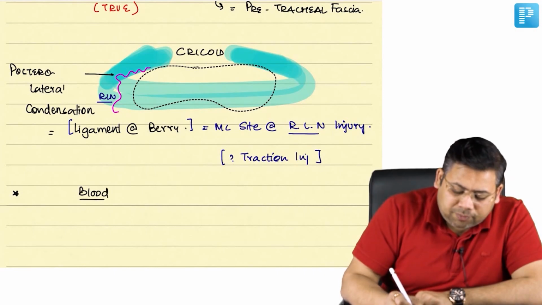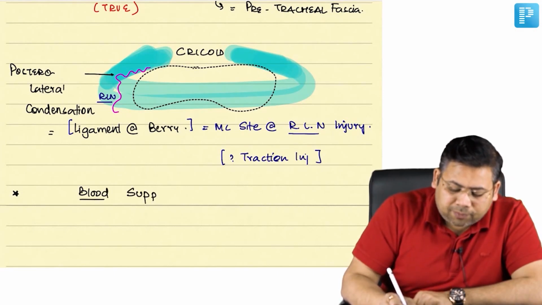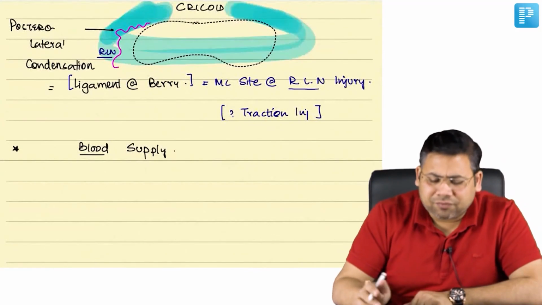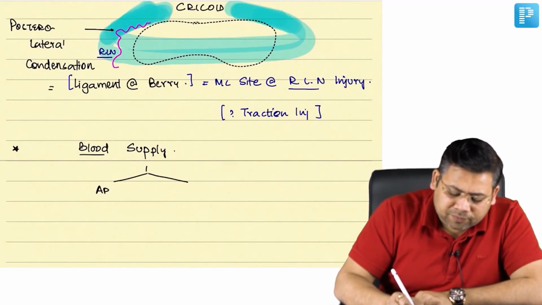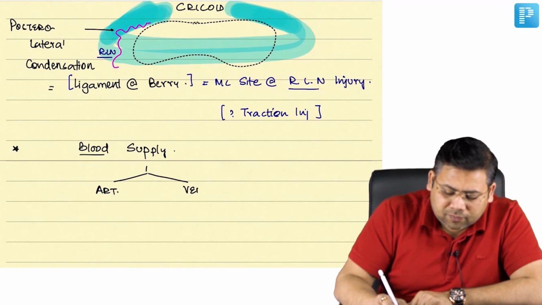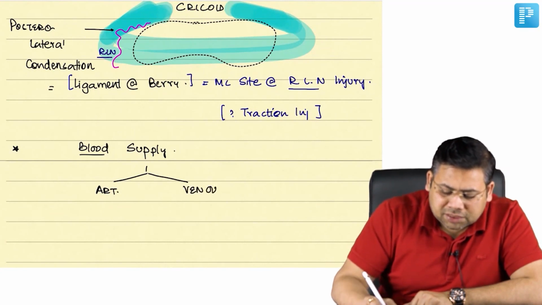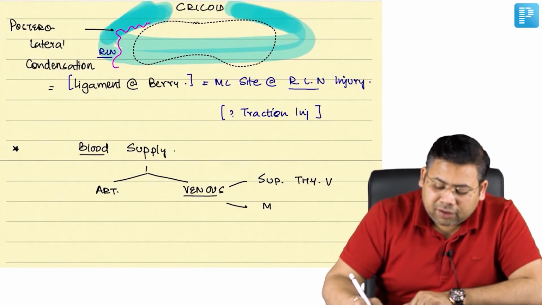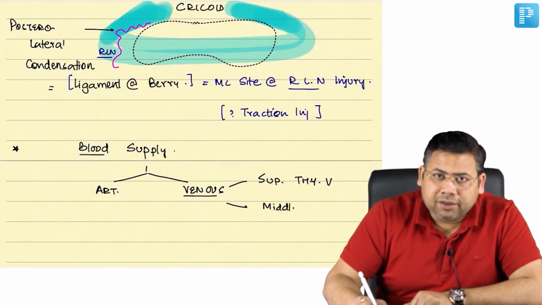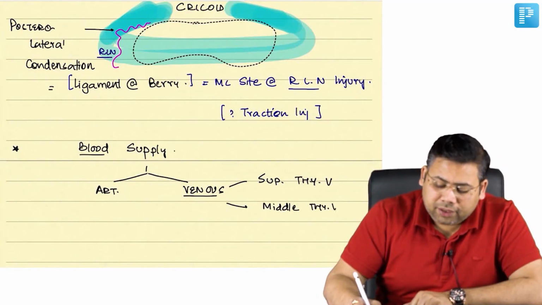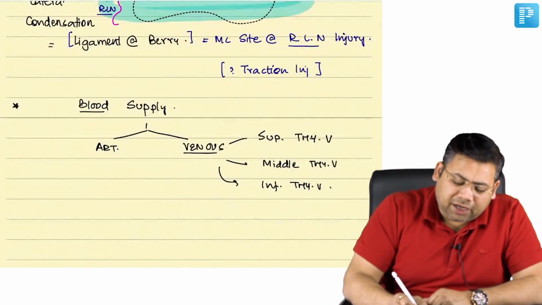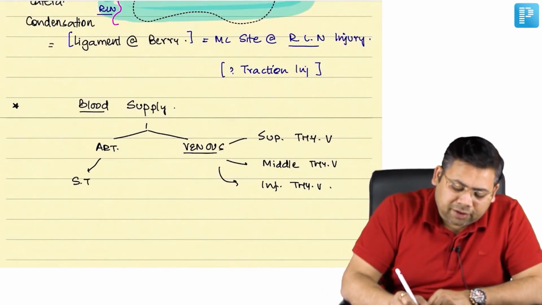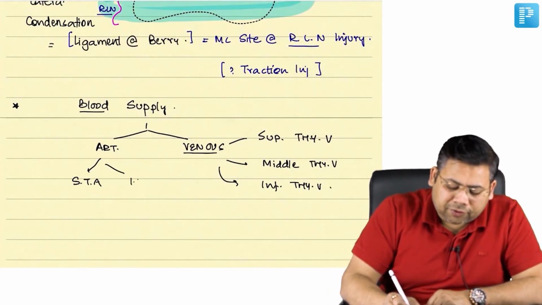When you talk about the blood supply, it is simple. Arterial and venous. If you talk about the venous, we have the superior thyroid vein, middle thyroid vein, and then we have the inferior thyroid vein. If you talk about arterial, we have the superior thyroid artery and the inferior thyroid artery.